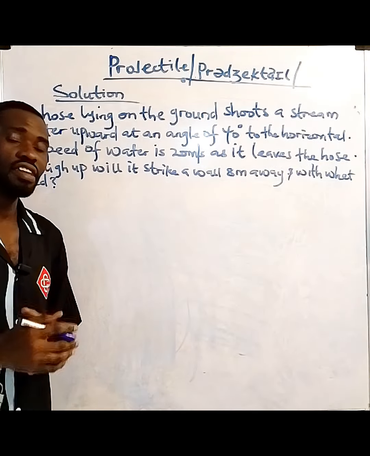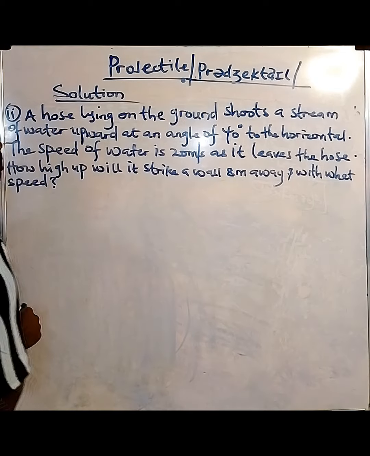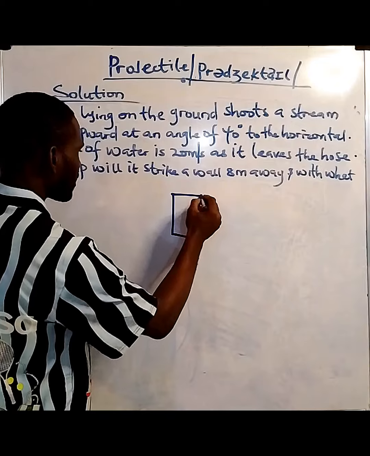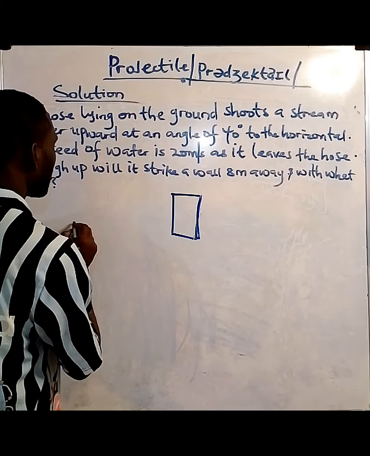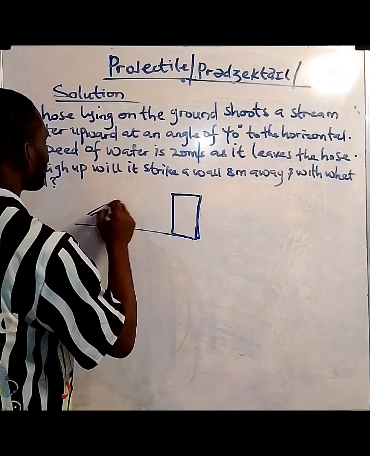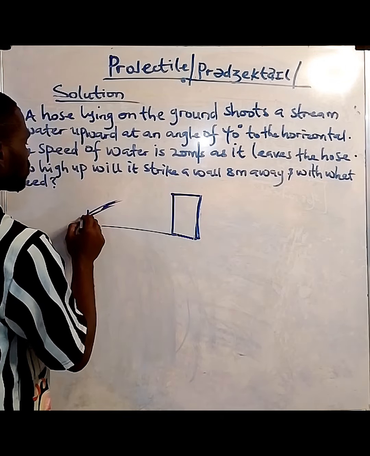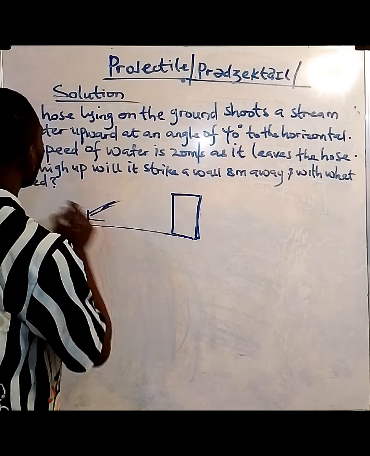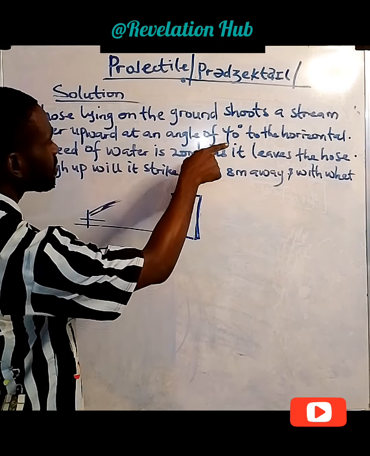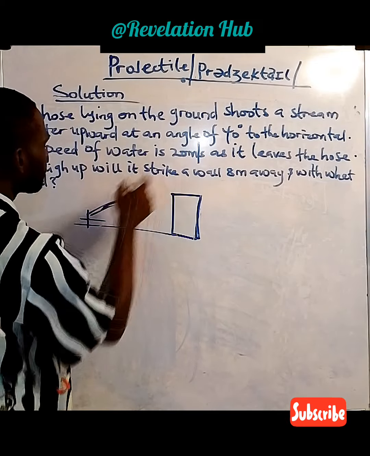Well, first of all, let's try to see if you can get a pictorial interpretation of this very question. Now, here's the hose, and there's a wall standing like this. So, on the ground, we have a hose, probably shooting out water. So this hose shoots water outward. Let's say a hose shoots a stream of water upward at an angle of 40 degrees to the horizontal. The speed of the water is 20 meters per second.